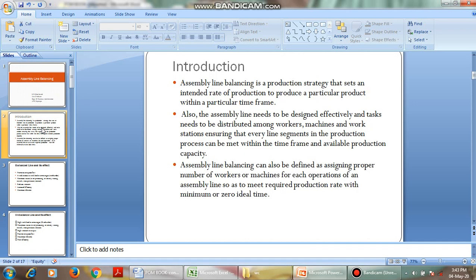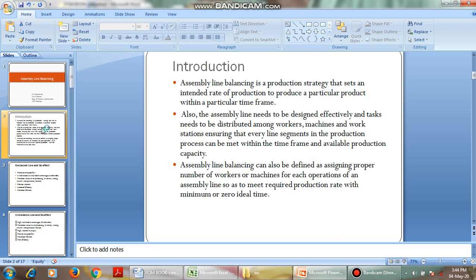What is assembly line balancing? A simple brief about it: in any production or operating activity, the activities are arranged in a sequence of order in order to reduce the time and to optimally utilize workers, machines and workstations. We call it an assembly line.